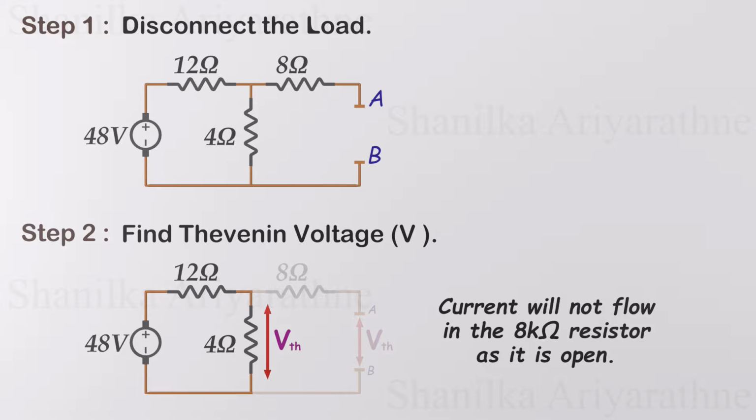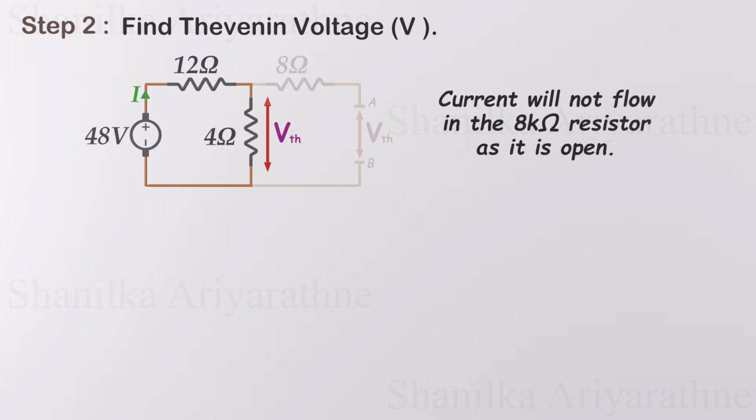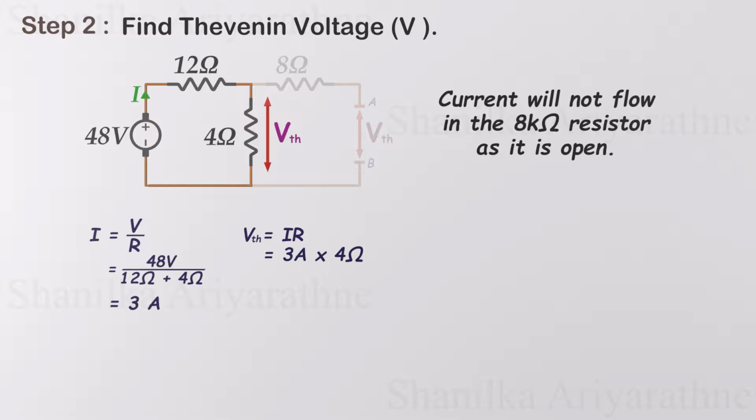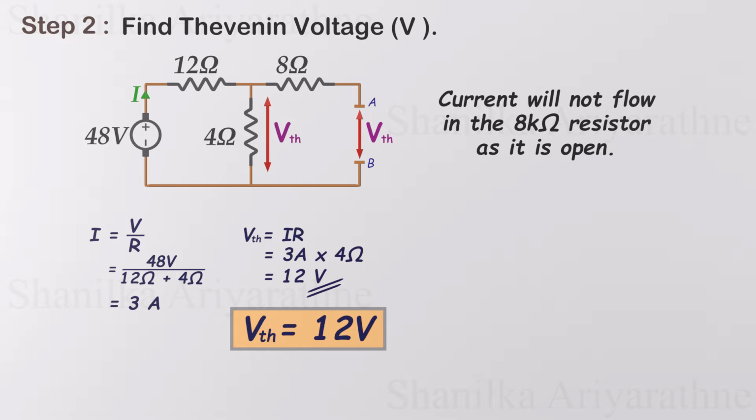Now the circuit just contains one loop. We can solve this just using Ohm's law. If we have more than one loop, you may have to use Kirchhoff's laws as well. Current flowing through the loop is equal to the voltage divided by resistance. We get the current as 3 amperes. Now we can again use Ohm's law to calculate the voltage across the 4 ohms resistor, which is 12 volts. Therefore, 12 volts will appear across the AB terminals. This is the Thevenin voltage.